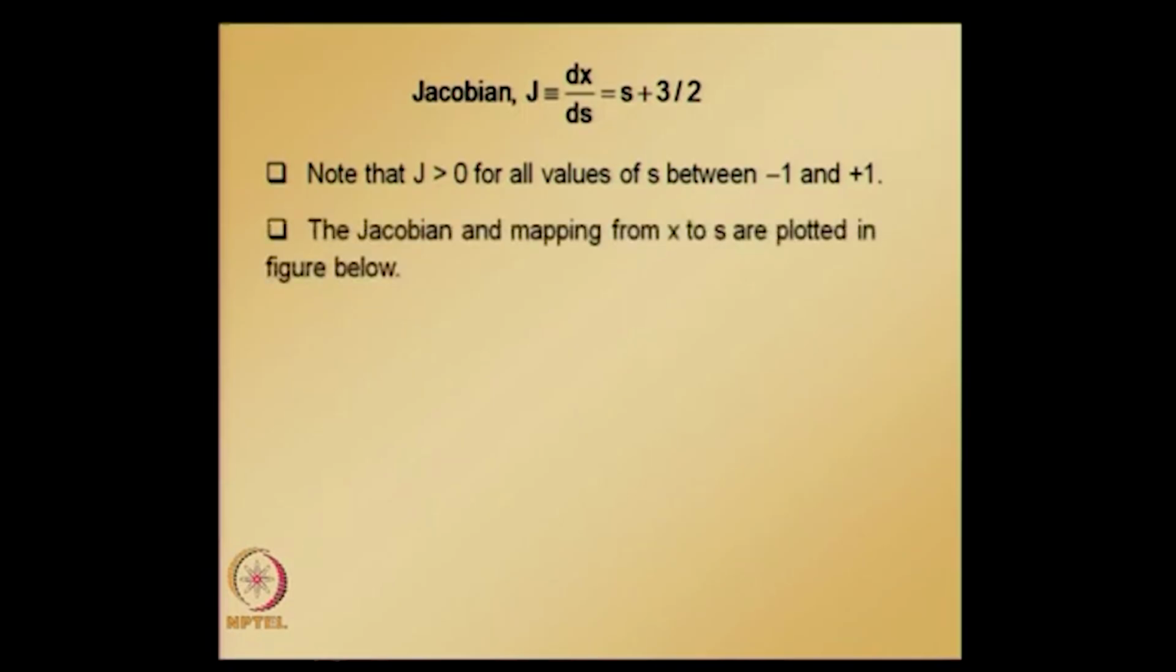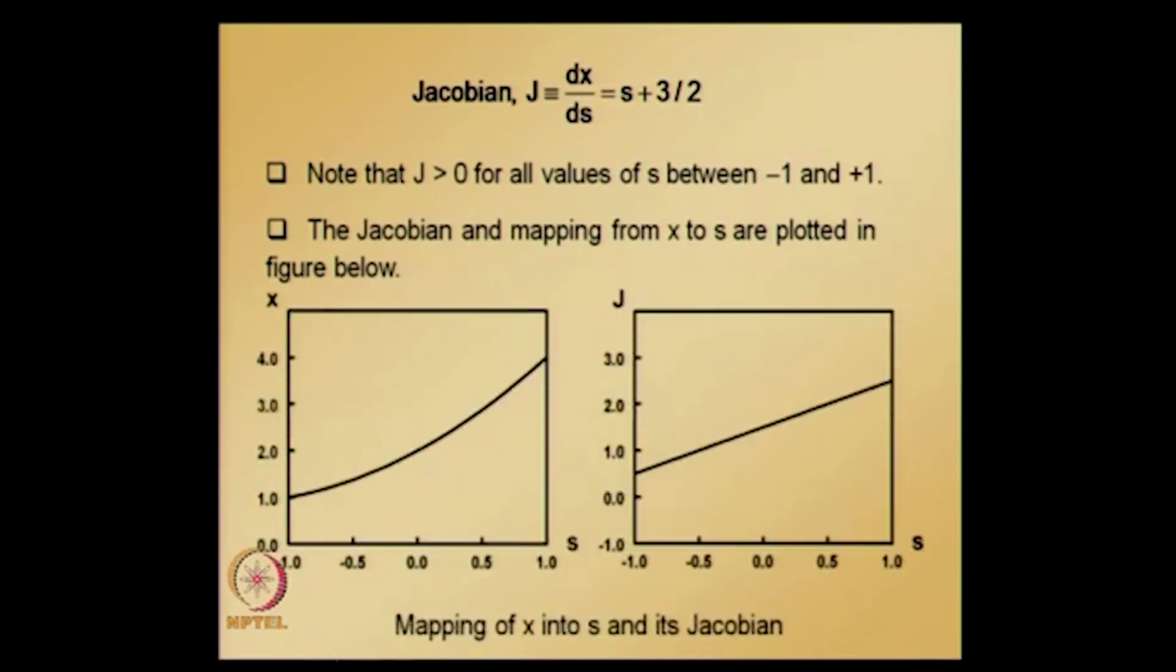The Jacobian and the mapping from x to s are plotted in the figure below, and you can see that since the Jacobian is positive everywhere, the mapping is valid. In the s coordinate system, all points originally between x1 and x2 lie between s equal to -1 and 0, and all those points between x2 and x3 lie between 0 and 1, and so the mapping is proper. Now let us take a special case.